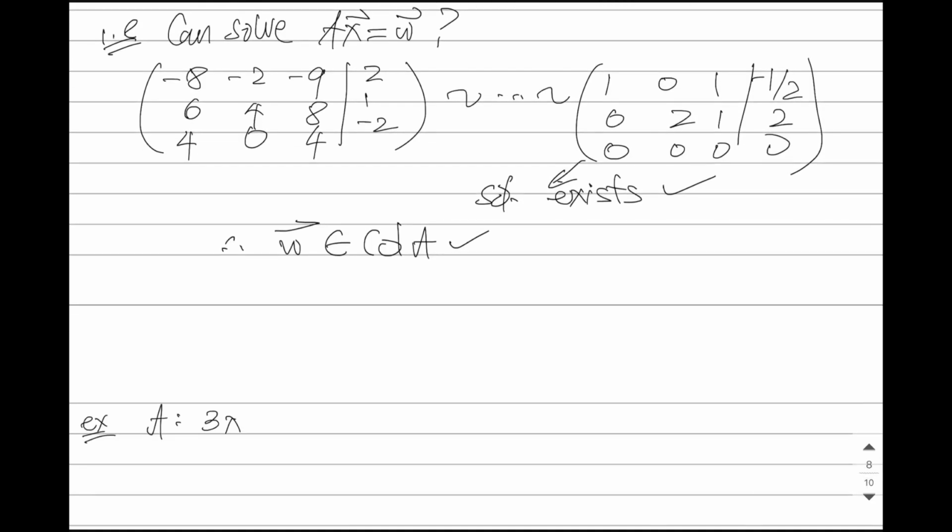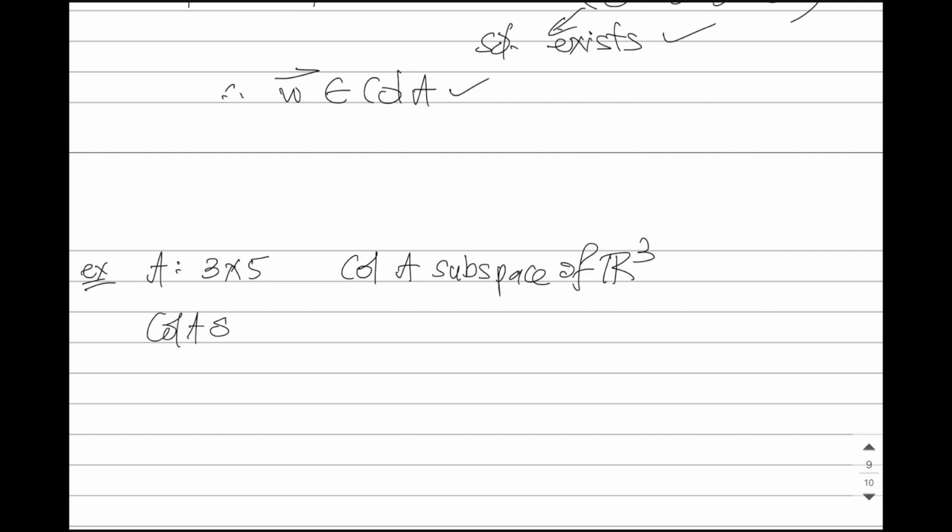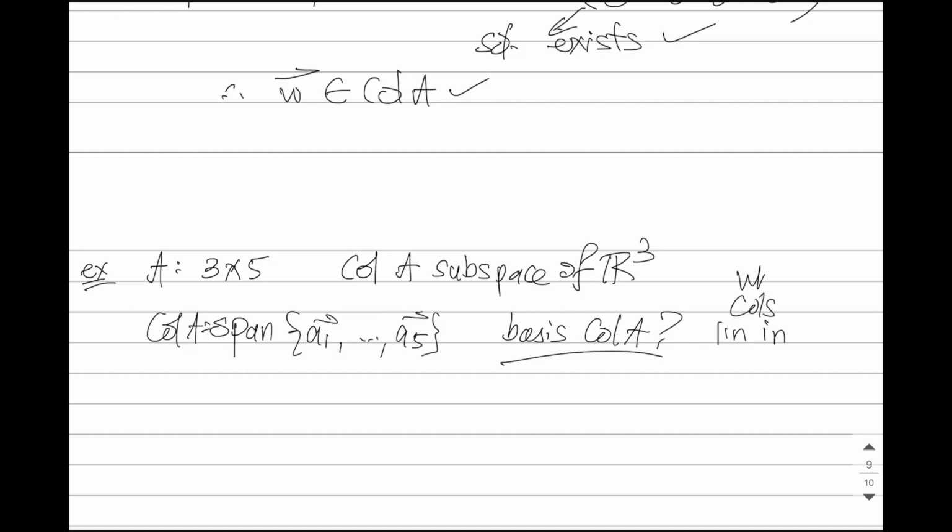So in the problem, we had a 3 by 5 matrix. The column space of A is going to be some sort of subspace of R3 because each column has 3 entries. By definition, the column space of A is going to be the span of all 5 of those columns. But I would love now to know a basis for the column space of A. We need to figure out which of the columns are linearly independent. That has to do with putting things into a row-reduced echelon form.